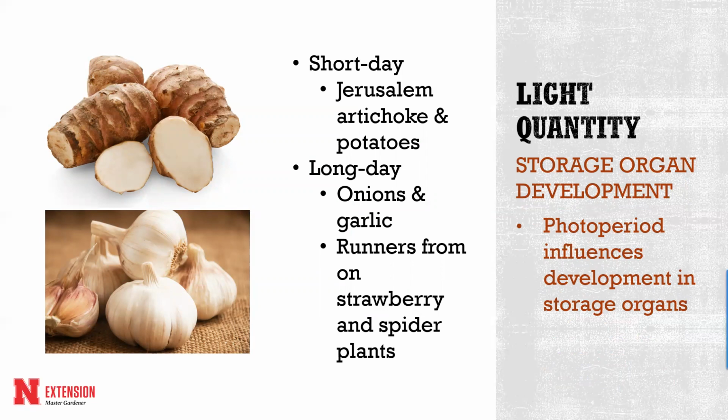Storage organ development also has photoperiod influences. Short days are Jerusalem artichokes and potatoes. Long days are onions and garlic. We already talked about the onions. And then runners from the strawberry plant and the spider plant are affected by long days.